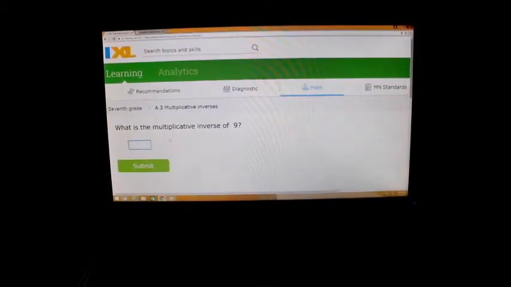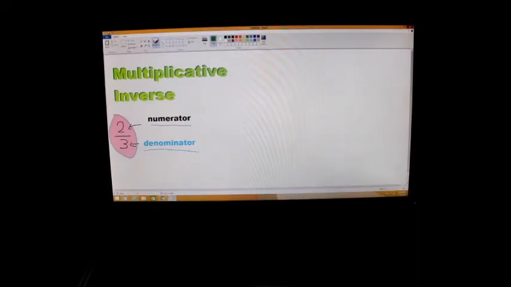What is the multiplicative inverse of 9? The question is asking us what the multiplicative inverse of 9 is. To turn this into a fraction, we add a 1 on the bottom. Then all we do is switch the position of the numbers. So therefore, we put 1 on the top and 9 on the bottom. And that's our answer.